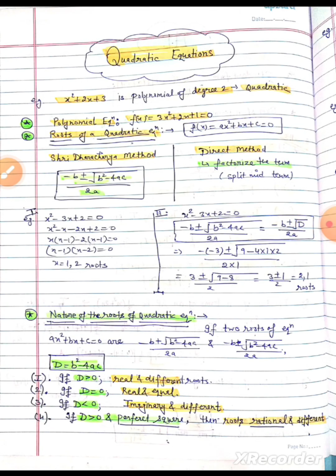Today our chapter is quadratic equation. Now you know, what is a quadratic equation? That polynomial which has the degree 2, that is called the quadratic equation. यानी degree 2 होनी चाहिए, उसको quadratic बोलते हो.